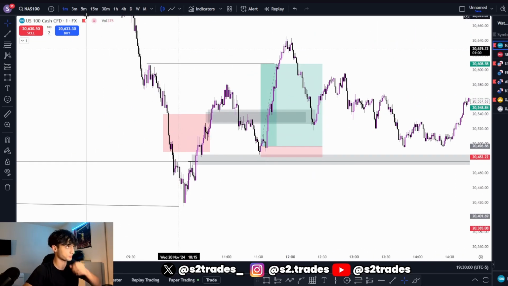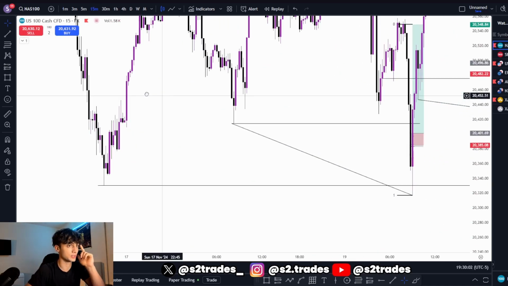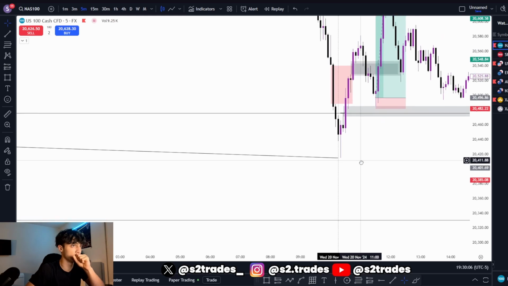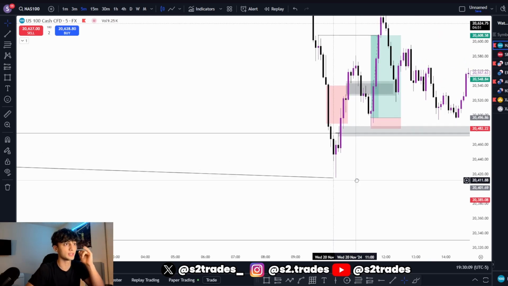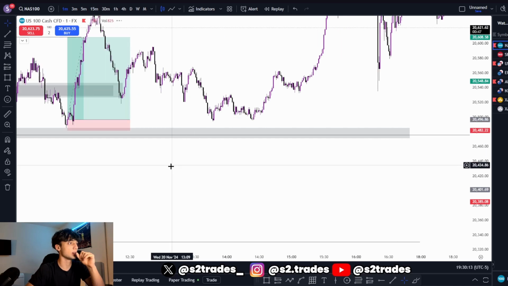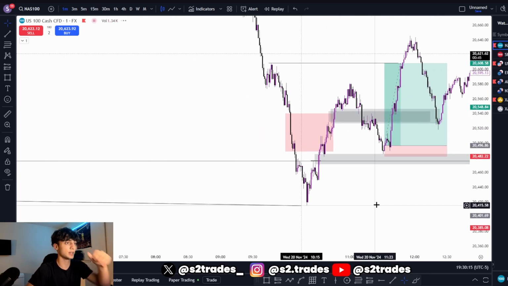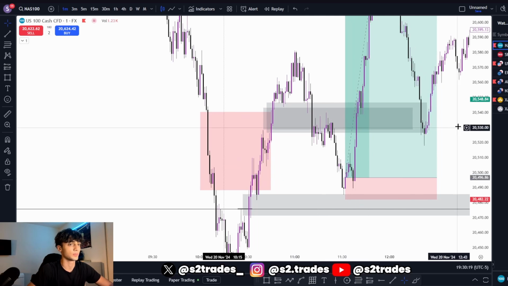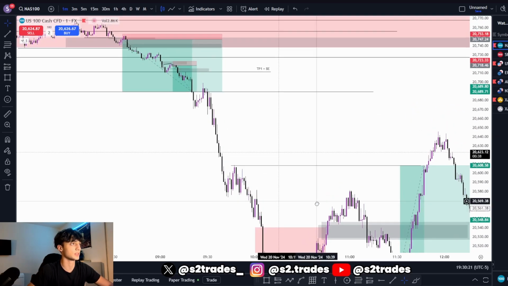Another thing that you have to take into consideration is that fair value gaps are more likely to get hit if we are in a like equilibrium, right? So if we have, let's try to find a good example.